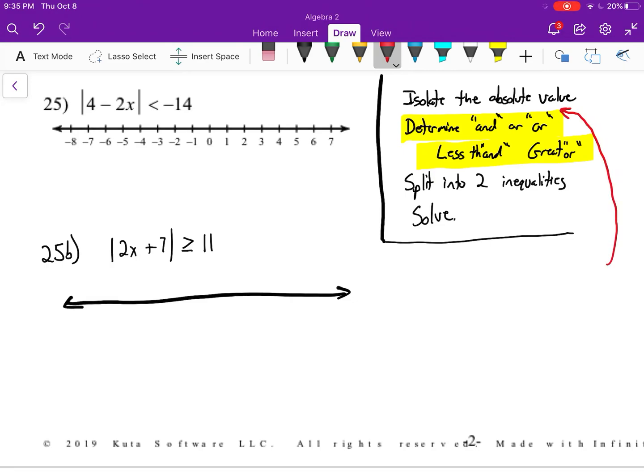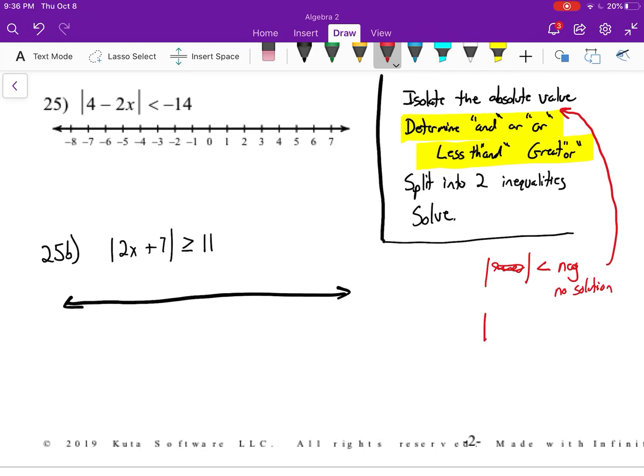after we isolate the absolute value, we do want to check to see if we can think through our answer. So if we have an absolute value of something is less than a negative, absolute value is never negative, so it can't be less than a negative. This would be a no solution.